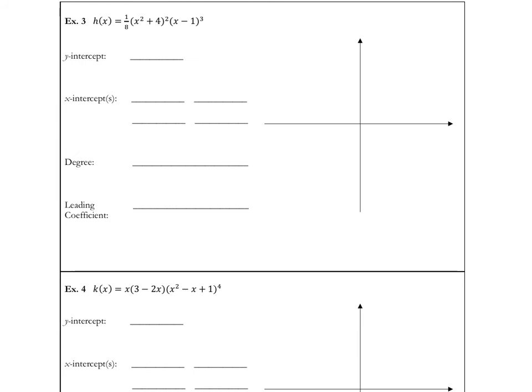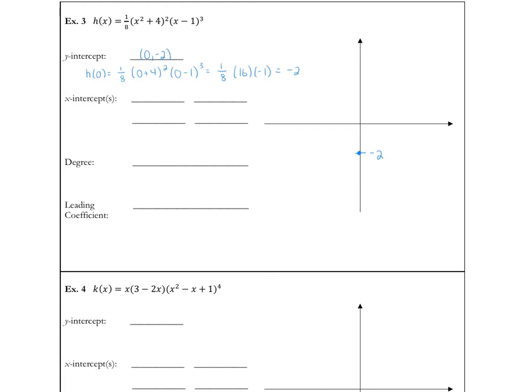Okay, so in example 3, we have function h. We are, again, already in factored form, so I guess that saves us a little bit of work. But now to get the y-intercept, we need to evaluate h at 0. So we'll have 1/8 times 0 plus 4 squared times 0 minus 1 cubed. So that becomes 1/8 times 16 times negative 1, which I believe will work out to be a negative 2. So our y-intercept is at 0, negative 2. So let's add that in.